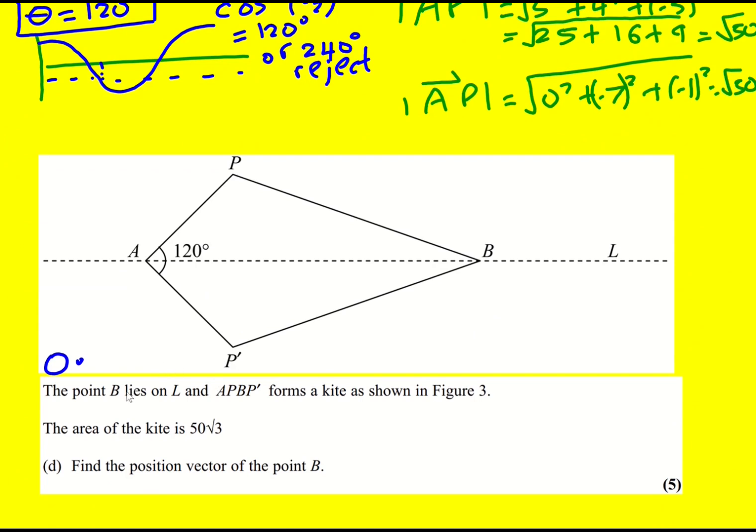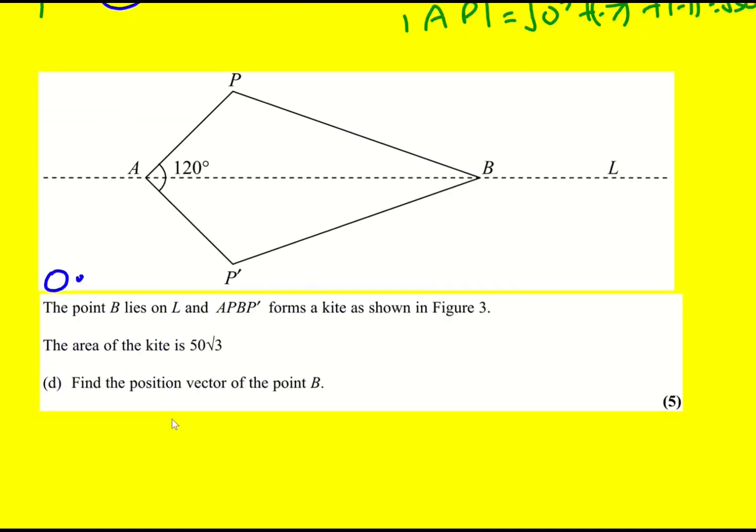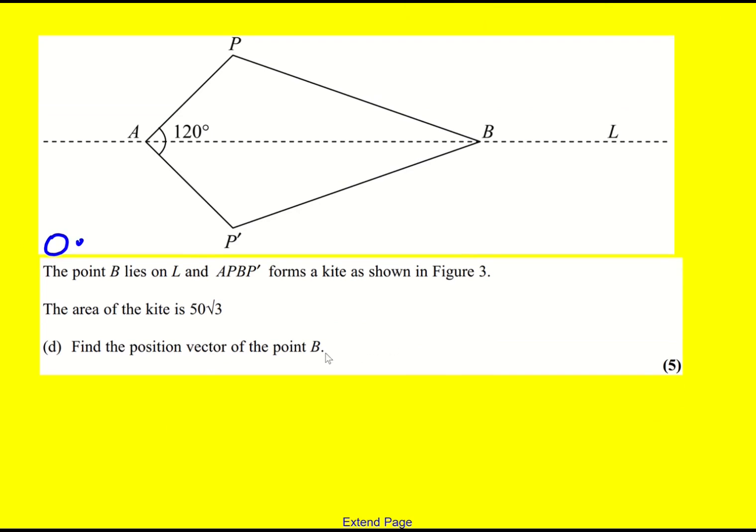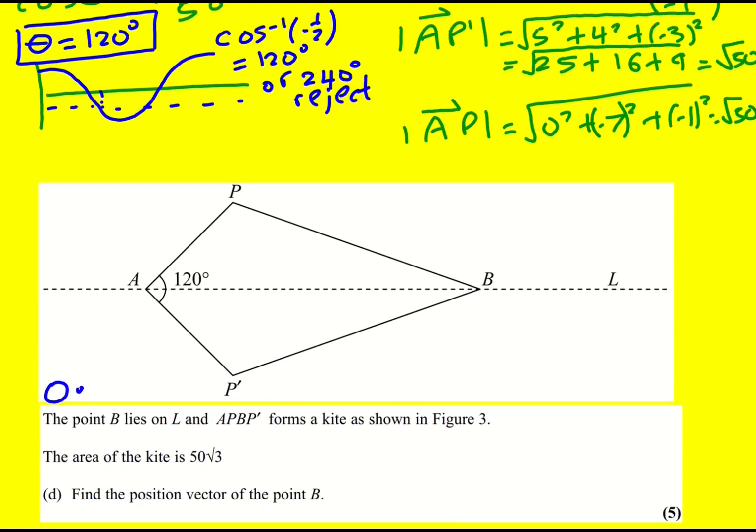Right, we're now told there's a point B that lies on L, and then we create a kite, as shown in the figure. And the area of this kite is 50 root 3. Find the position vector of the point B. Right, well, we know a few things. Actually, I've worked out that both of these lengths are root 50.